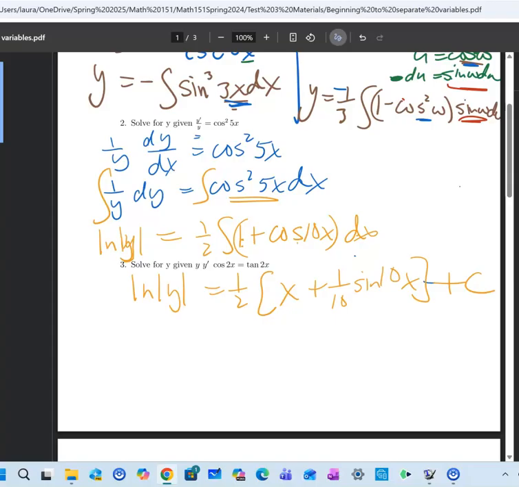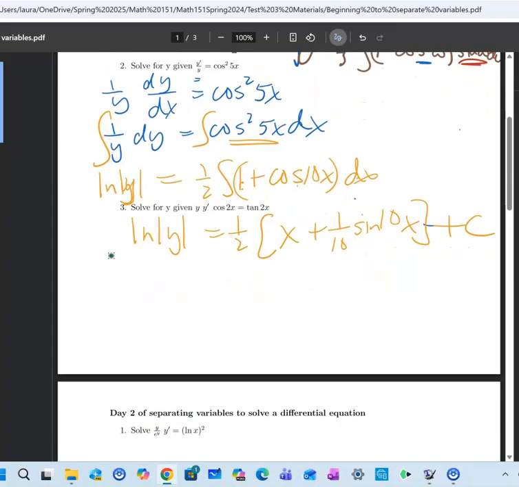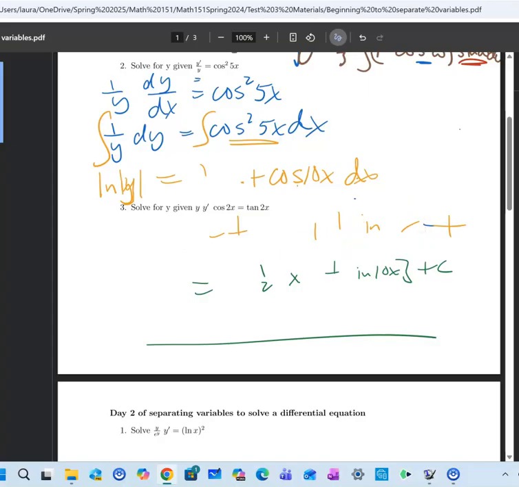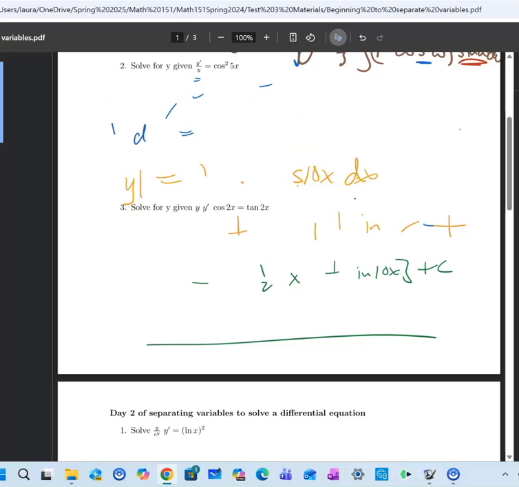We need to finish by solving for y. So solving for y, I take the e of both sides, right? So I put that up in the exponent, sine of 10x plus a c. So that's the answer for number 2. All right, so one more. So again, we want to start by rewriting y prime as dy over dx, and then separate the variables.